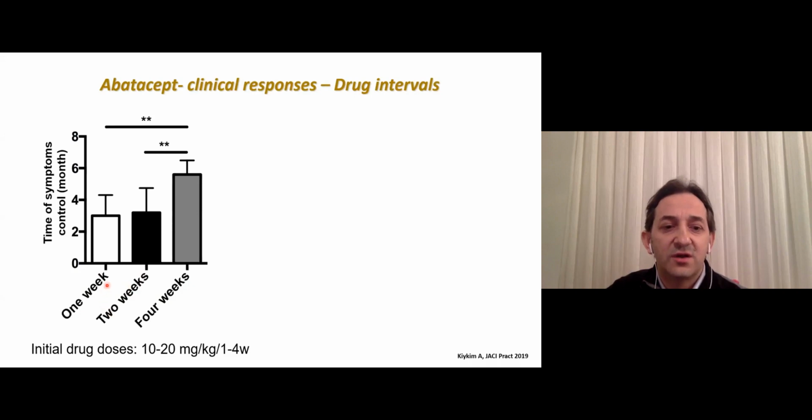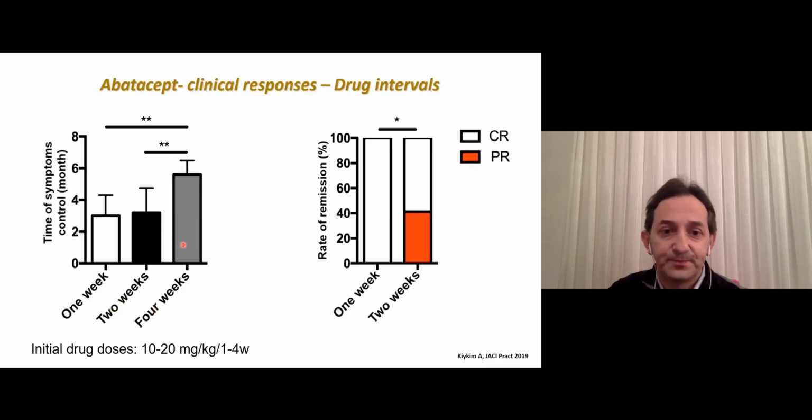As you can see here, the time to symptom control was shorter in patients who were receiving abatacept at 1 week or 2 weeks, starting with these intervals, when you compare to the 4 weeks treatment. And also when we compare the 1 week to the 2 weeks interval of receiving abatacept, the 1 week showed a better rate of remission in terms of the symptoms the patients had.